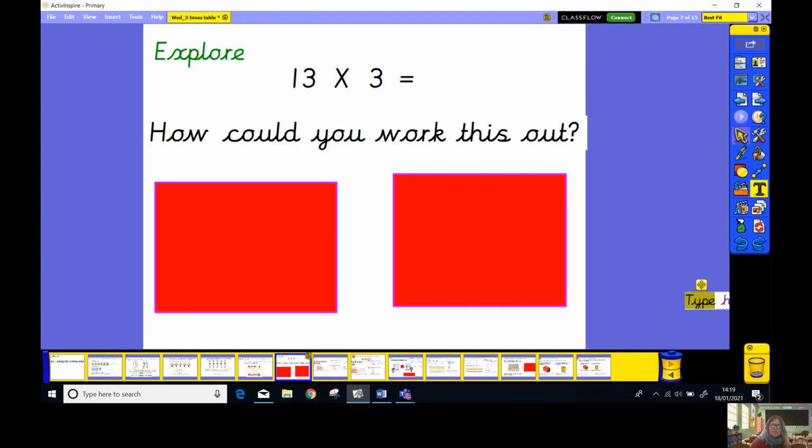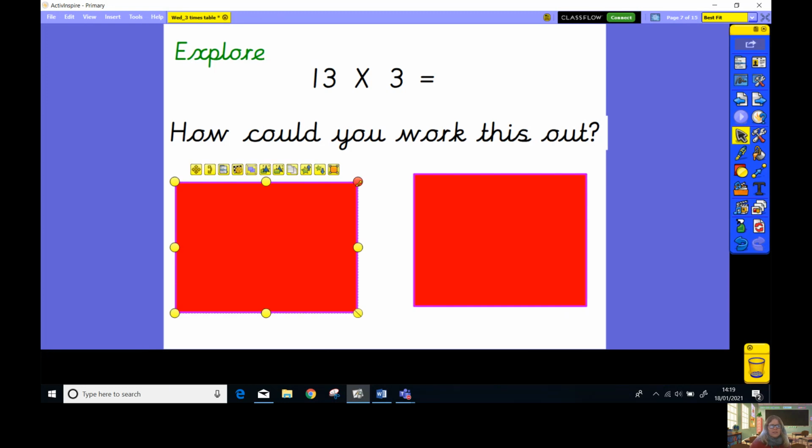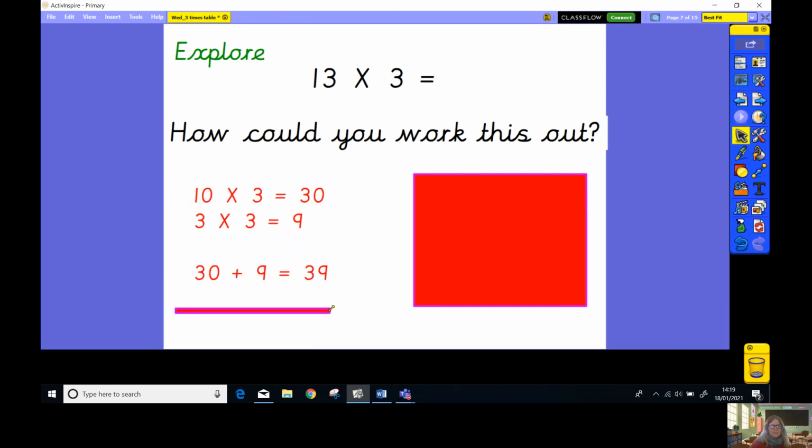Well done. Now the first way I could do it is I could partition this number into 10 and 3. And then I would multiply this. 10 times 3 equals 30. And 3 times 3 equals 9. I then would add these two totals together, 30 add 9, and I would get 39. That is one way of working out this answer.